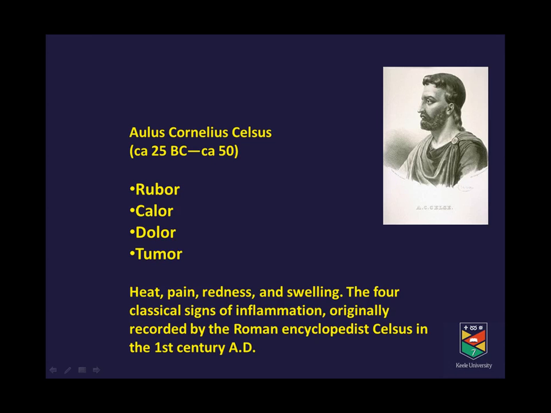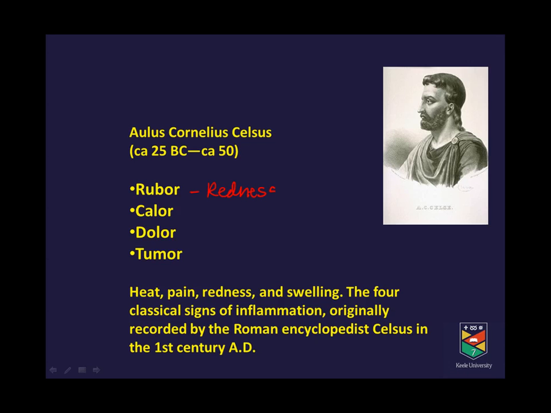Okay, so infections have been with us for thousands of years, and the first person that tried to quantify what an infection was was this chap, Aulus Cornelius Celsus, a Roman that lived about 2,000 years ago. And he came up with these 4 things that he saw in every infection.